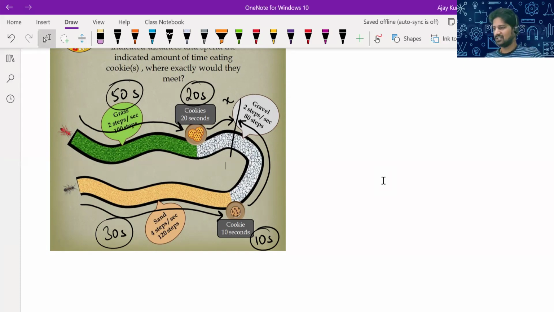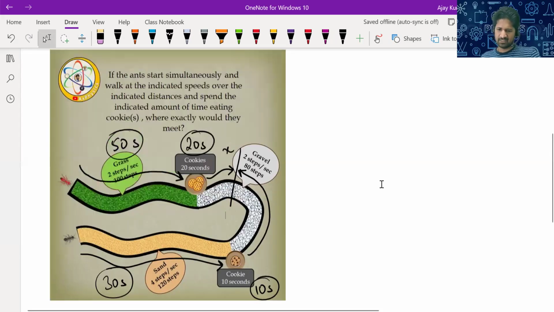No, total time is 40. Distance we can split. If one ant travels some X distance, the other ant has to travel the remaining distance. But if one ant travels for some time, the other ant has to travel for the remaining time? That logic I'm not understanding. Just a moment, is that valid or not? Let me think. No, that does not really make sense.